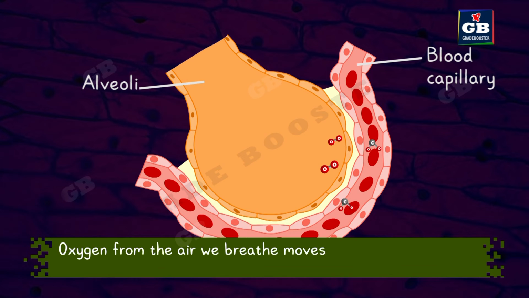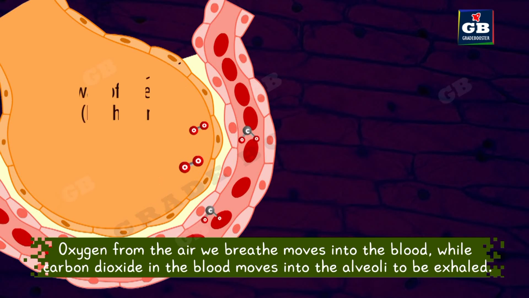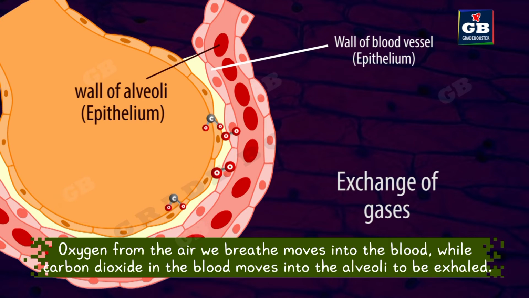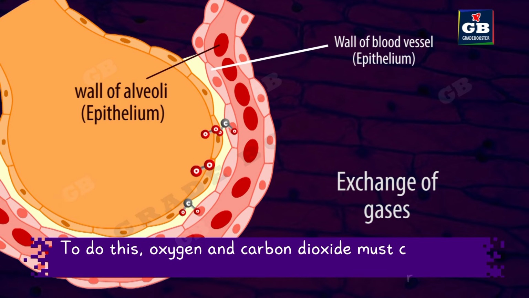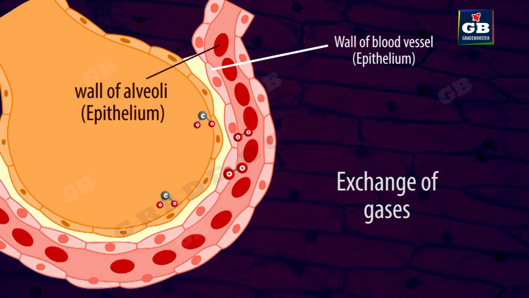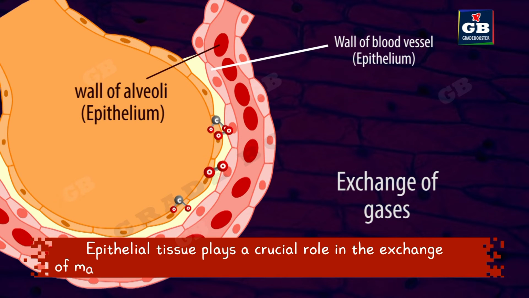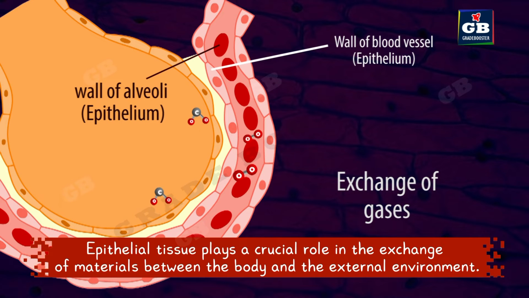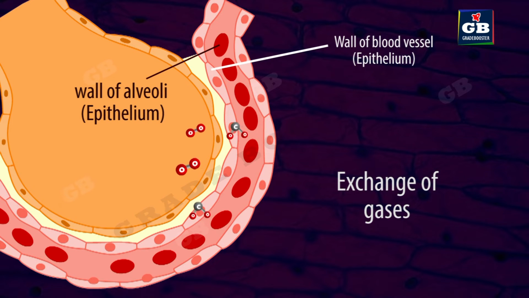Oxygen from the air we breathe moves into the blood, while carbon dioxide in the blood moves into the alveoli to be exhaled. To do this, oxygen and carbon dioxide must cross the walls of both the alveoli and the blood vessels. These walls are made of a single layer of epithelial cells. This shows that epithelial tissue plays a crucial role in the exchange of materials between the body and the external environment. So, these are some key features of epithelial tissue.